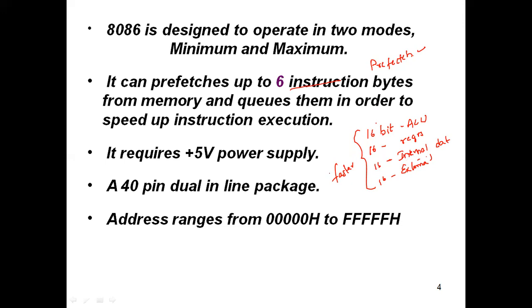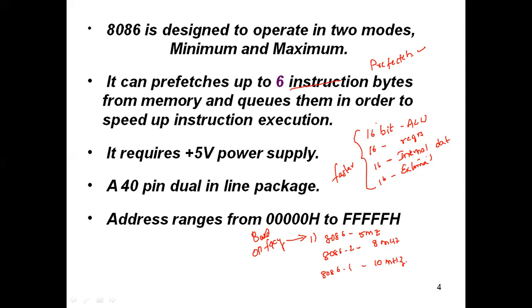It is available in 3 versions based on the frequency. The first version is 8086, which is of 5 megahertz, then 8086-2, which has 8 megahertz, and 8086-1, which has 10 megahertz. So based on the frequency, it is classified into 3 categories.